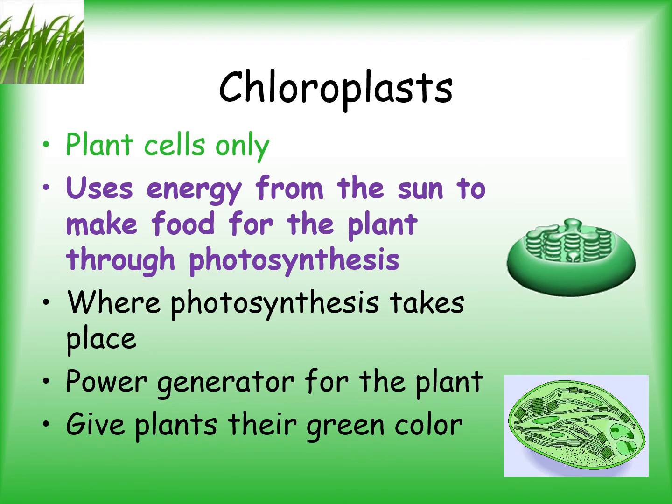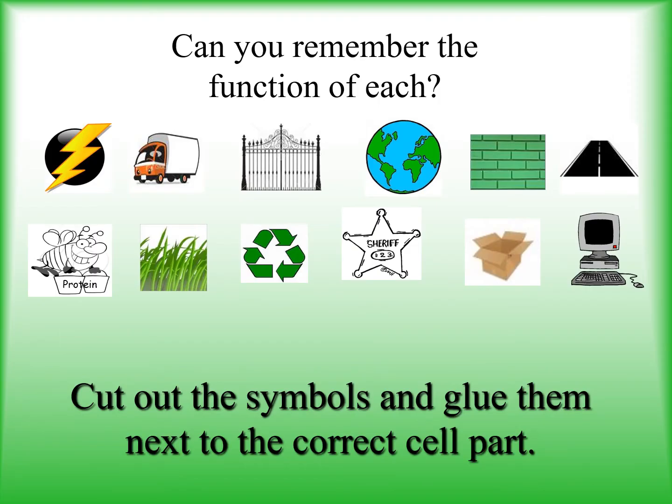Chloroplasts use energy from the sun to make food for the plant through photosynthesis. Chloroplasts are the power generators for the plant. They give plants their green color. All right, can you guys now remember the function of each part of the cell? I want you guys to cut out the symbols and glue them next to the correct cell part if you haven't done so already.